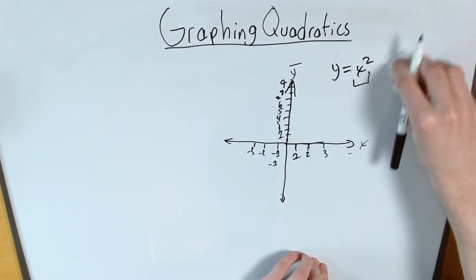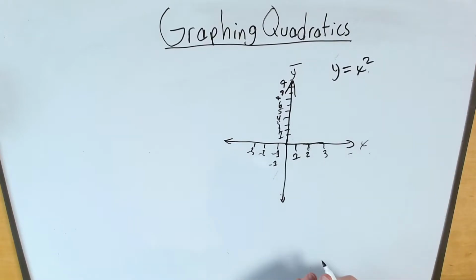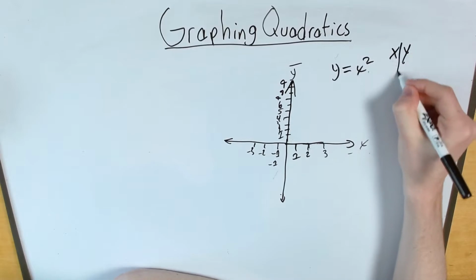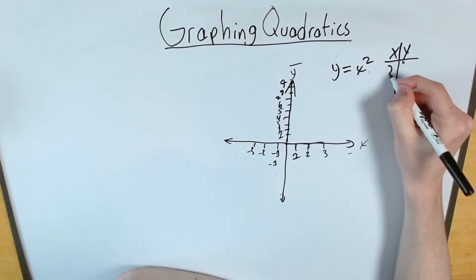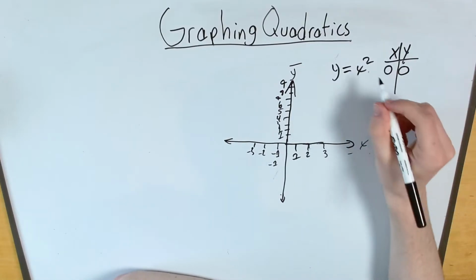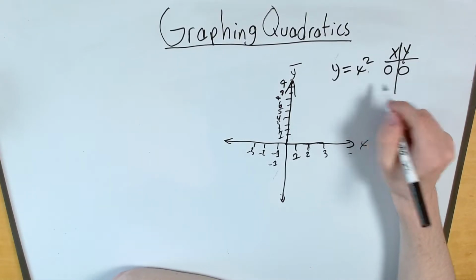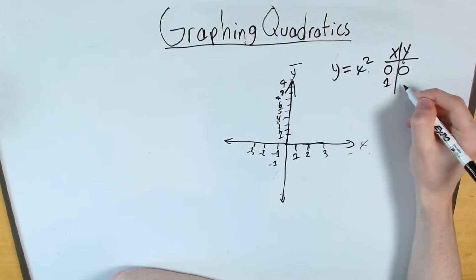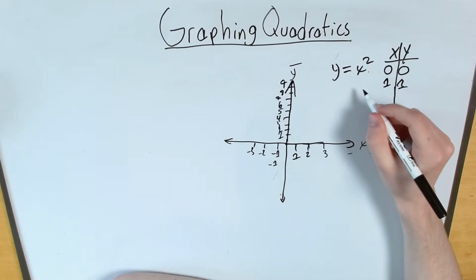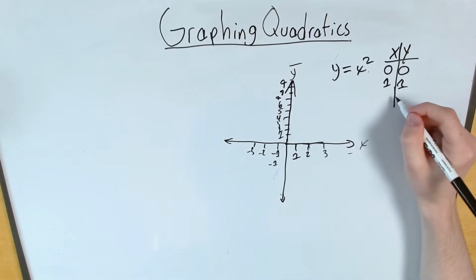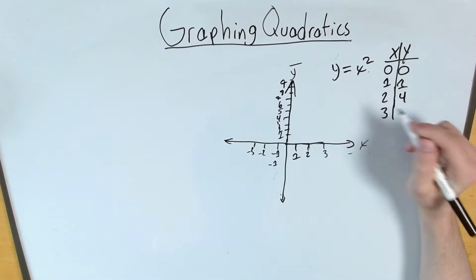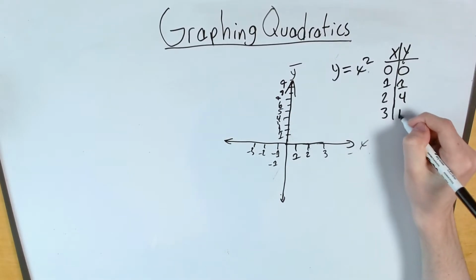And to figure out how this graph is going to look, we're going to plug in some points, right? So I'm going to make myself an x, y table, right? So at x equals 0, 0 squared is 0, so my y is going to be 0. At x is 1, I'm going to have 1 squared, which is 1. So my y is going to be 1. At x equals 2, I'm going to have 2 squared. So my y is going to be 4. At x equals 3, I'm going to have 3 squared, so my y is going to be 9.